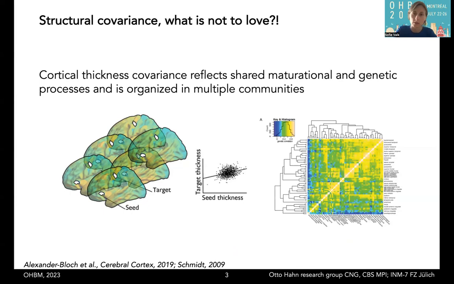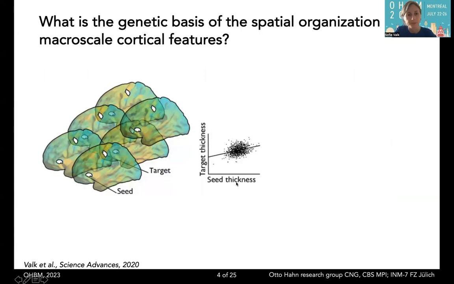If I forgot to say, covariance is a measure across participants. So you look at whether the thickness of a given seed, for example, here shows a positive correlation with the variation of thickness in other regions of the brain. And sometimes it does. So in this case, it would point to shared maturational, but also shared genetic factors overall. And sometimes it doesn't. And this would maybe mean that there is less similarity in maturational trajectory or even less genetic similarity between these 2 regions.